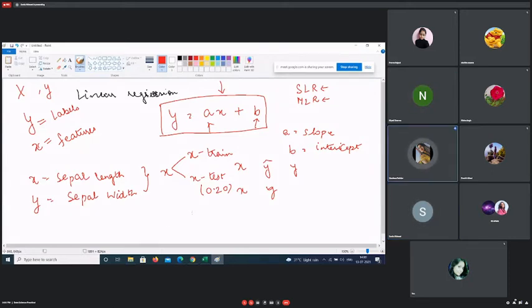20%. So it is now 20%. If I have 150 values, 20% of 150 will be how much? 30. So 30 values will be for X test and the remaining 120 values will be for X train.